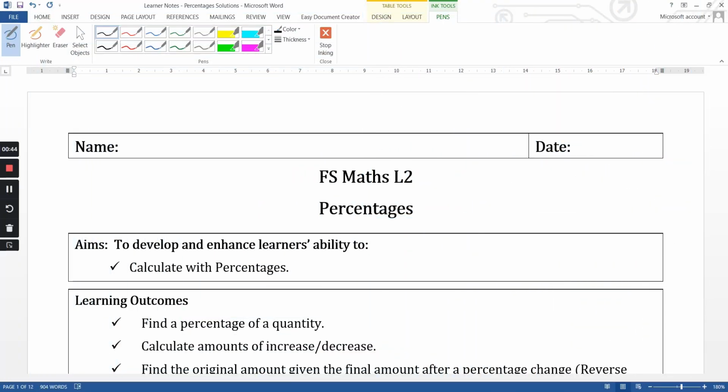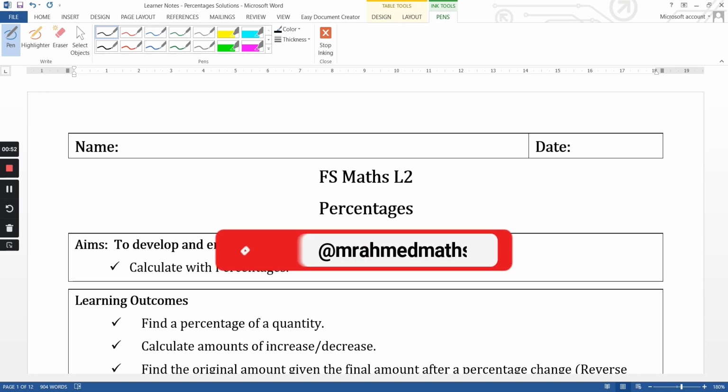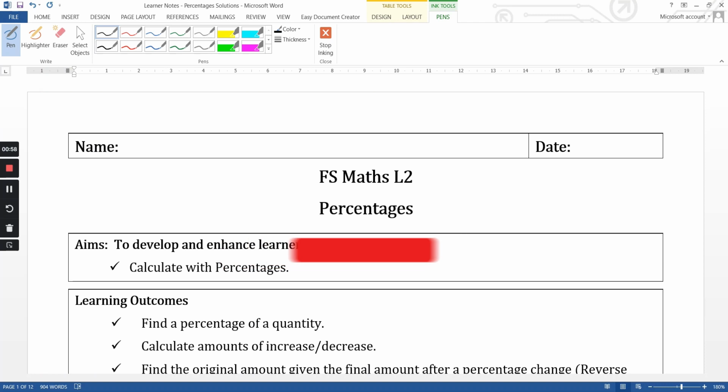Hi guys, welcome to another video, and in this one we're going to go through Functional Skills Maths Level 2 Percentages Part 2. So in this one we're going to go through the extension questions at the end of these notes. If you haven't watched Part 1, I'd recommend watching that first before you watch this one.